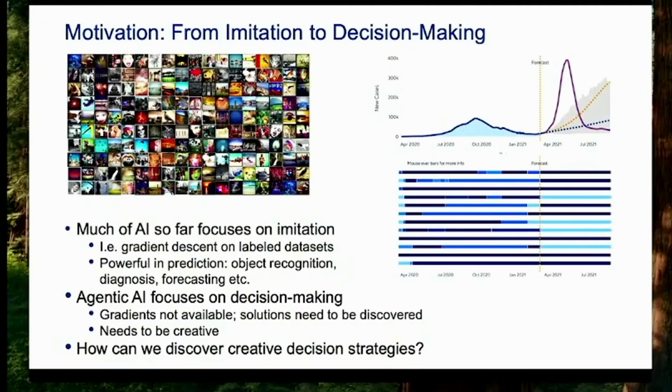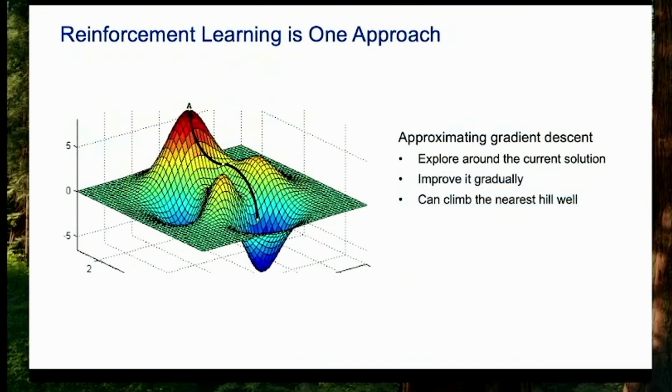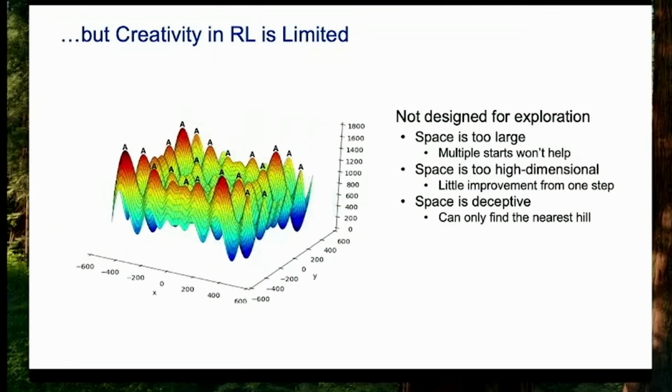So the motivation is that AI has matured from being a tool for imitating what people do to actually creating new things, making decisions, becoming agents. And the question is then, how can we discover creative decision strategies? It doesn't come from gradient descent. I mean, that's imitation. And even reinforcement learning is really climbing the nearest hill. You have one individual, you try to incrementally improve it and get to the top of that hill. But there's a limited amount of creativity that you can establish that way.